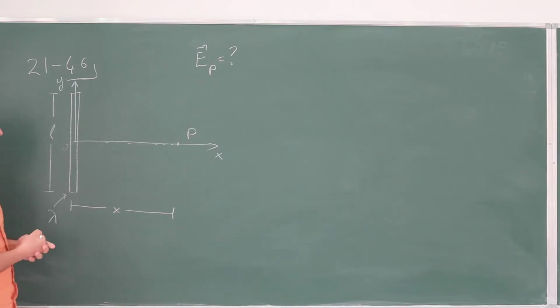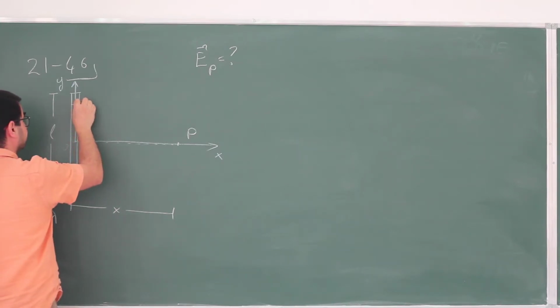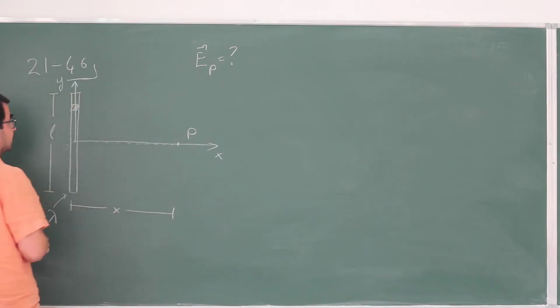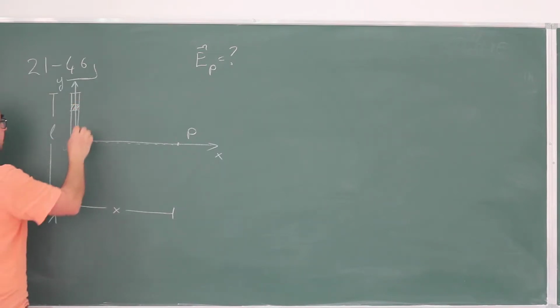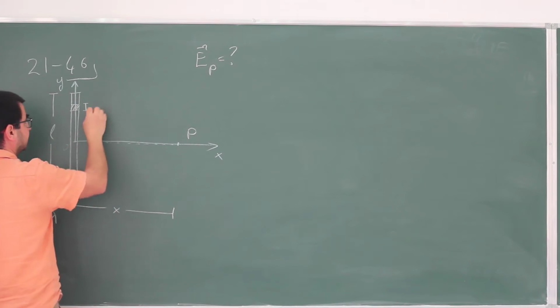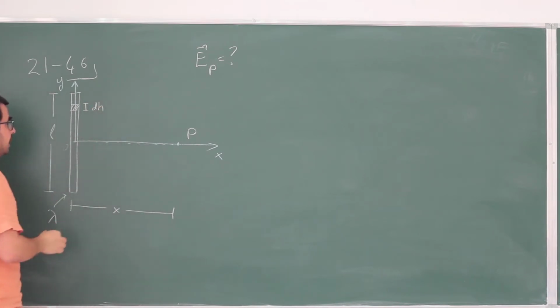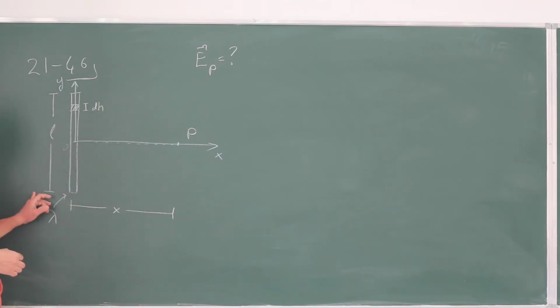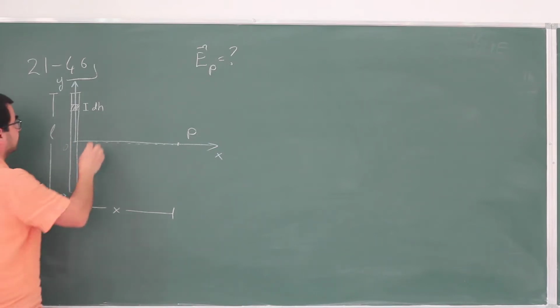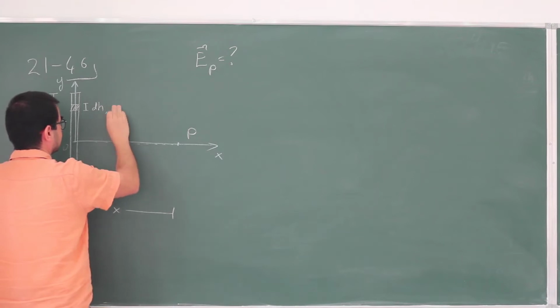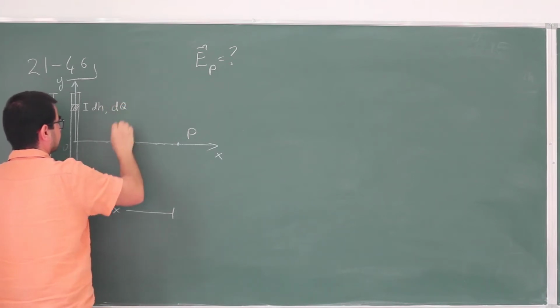For Coulomb's law, what you need to do is to take this and divide it into little pieces. I'm going to call the length of these pieces dh. I'm not going to call it dl because we already have an L in the problem, and I don't want to confuse the two. And there is going to be some charge associated with these little pieces. I'm going to call that dq.